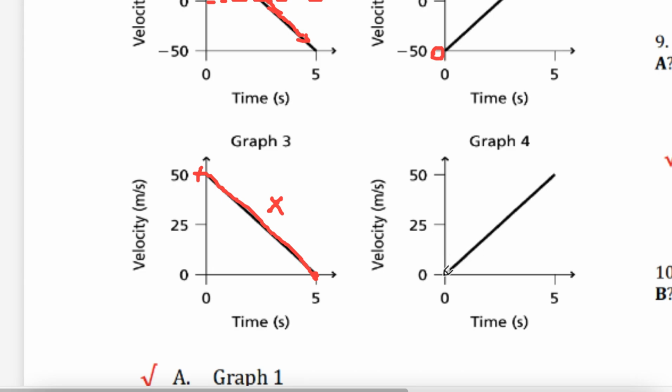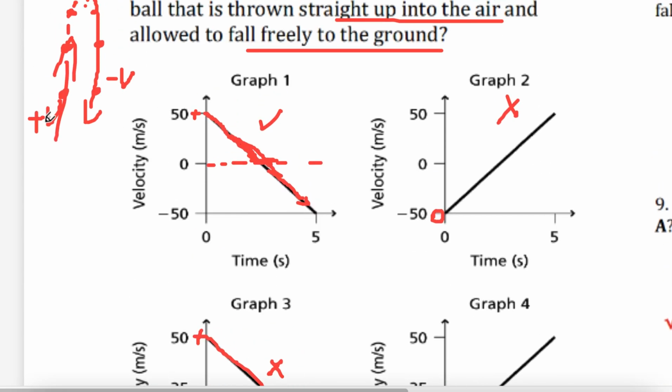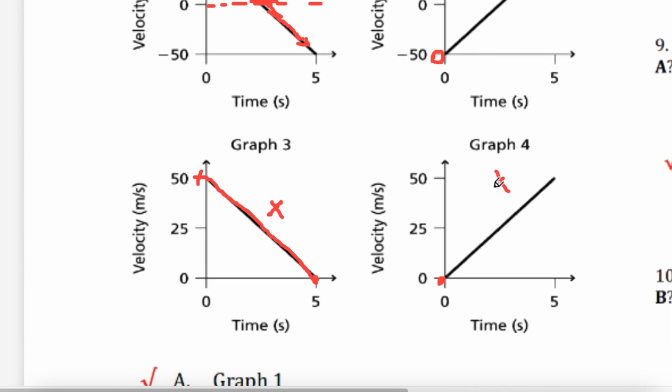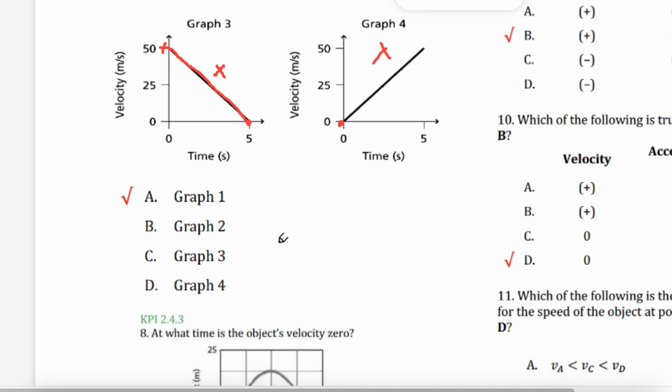This one over here, starting from a 0 velocity, that's not true, because I started from a velocity, then it became 0, and then it came back down again, so that's totally wrong. So A is the answer.